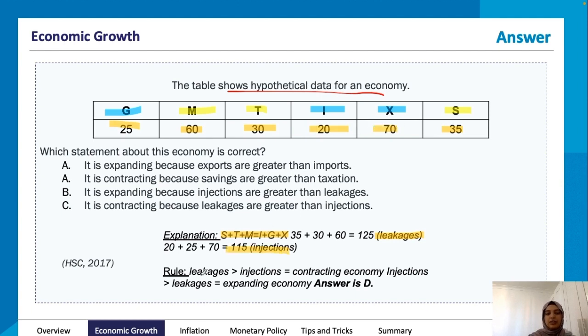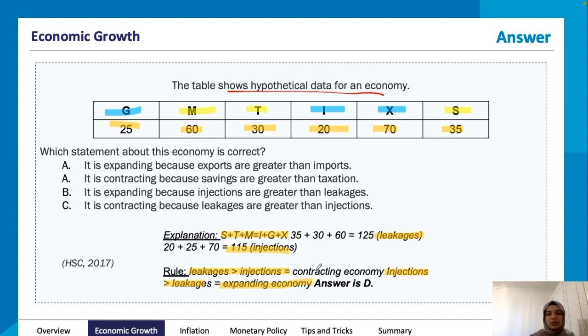So what's the rule? If leakages outweigh injections, that means we've got a contracting economy because we've got more money that's leaking out of the economy. It's like a leaking tap of money. However, if injections are more than leakages, that means obviously the opposite. It means that we have more money coming into the economy, so that's an expanding economy.